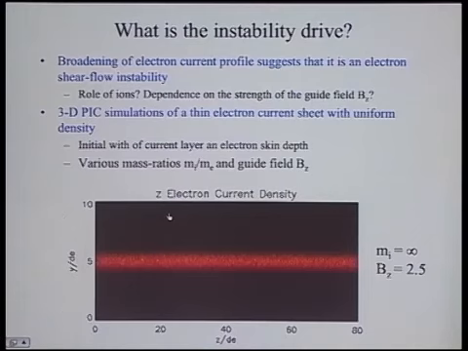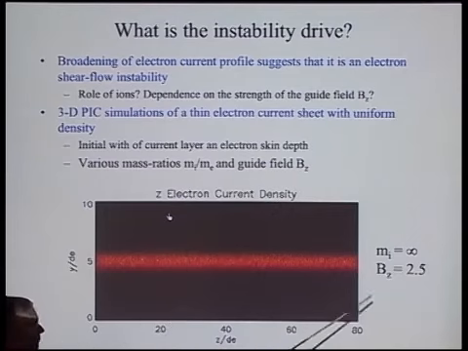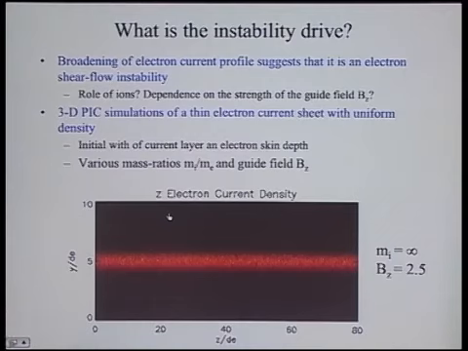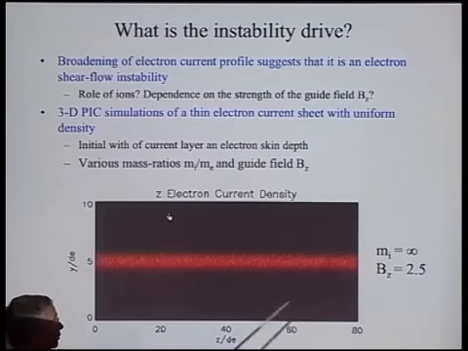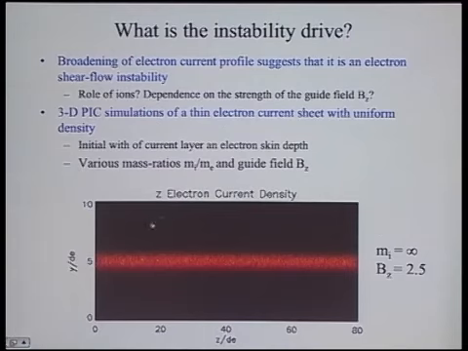So we actually started with a mass ratio of 1600. The fact that we're doing this small scale current layer means we can really vary the ion mass ratio up to realistic values. And so we varied the guide field and the mass ratio, and with a mass ratio of 1600, the instability was still there, so we said, okay, shut off the ions. The instability is still there, and this is a guide field of 2.5. So here's the initial current layer, and this is what you get from the 3D simulation.